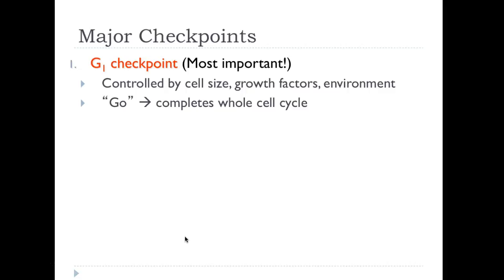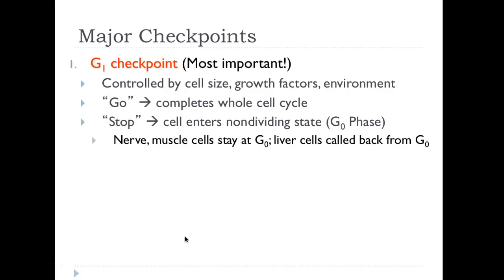Go means it will complete the whole cell cycle. If it says stop, the cell is going to enter a non-dividing state known as the G0 phase. Some cells, nerve cells, muscle cells, stay at G0. Liver cells are called back from G0 and can continue through.